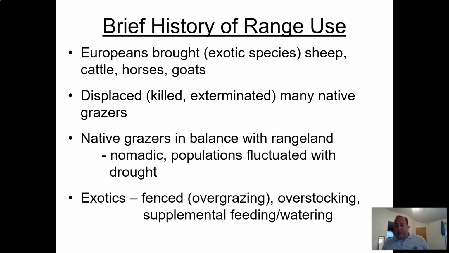So, just a very quick history of rangelands in the United States. Europeans brought over exotic species. They brought with them sheep, cattle, horses, goats. Horses are actually native to North America, but we'll talk about that in the second half of the lecture. They displaced, and displaced is a nice way of saying killed or exterminated, many of the native grazers. We've talked about how bison used to have such a large range for their population, and now they have a very small area in which they live. They've been extirpated from a lot of their native range.